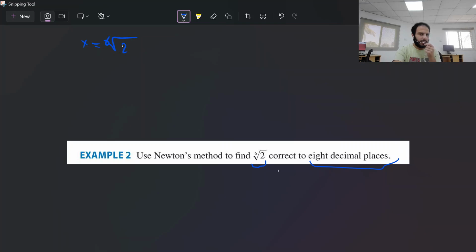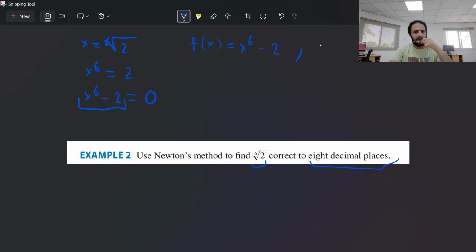Then raise both sides to the 6th power. Okay. You get x to the 6 equals 2, right? Then subtract 2 from both sides, you get x to the 6 minus 2 equals 0. Do you have the function now? Right? What is the function here? f of x equals what? x to the power 6 minus 2. Yes. Please, if you have any questions, you can ask me because this is very much important. So f of x equals x to the 6 minus 2.